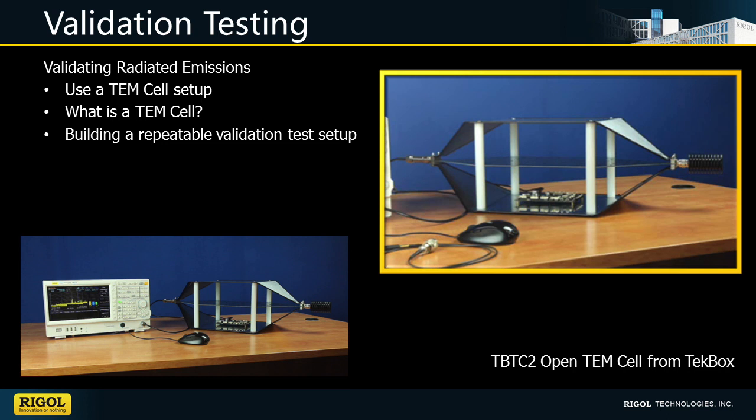Our first validation test setup is really looking at radiated emissions. Here we're going to use a TEM cell, or a transverse electromagnetic cell. This TEM cell, as you see in the picture, operates really as a strip line device. What this means is, by placing our device in the center of this open TEM cell, we can get more repeatable radiated emissions information by connecting this to our spectrum analyzer.